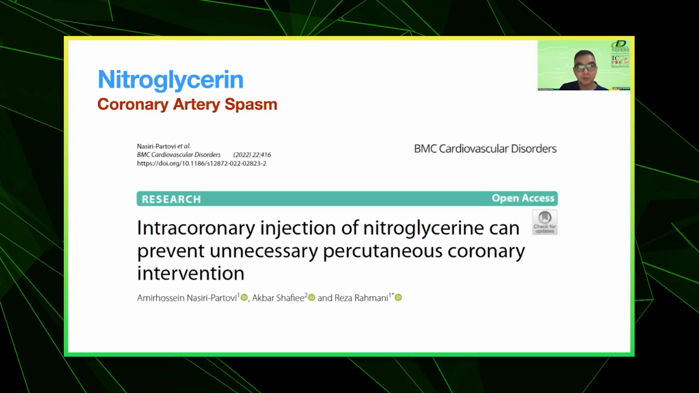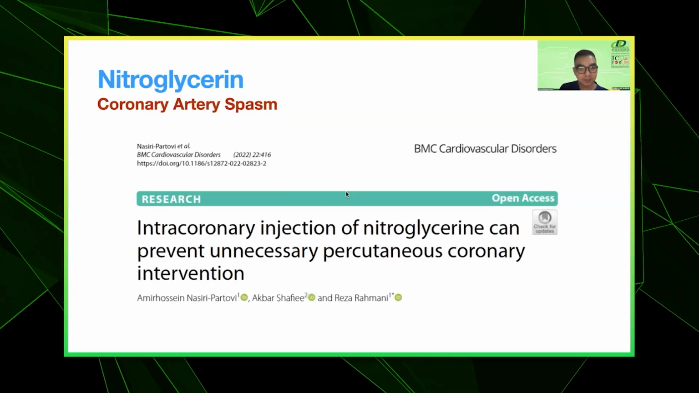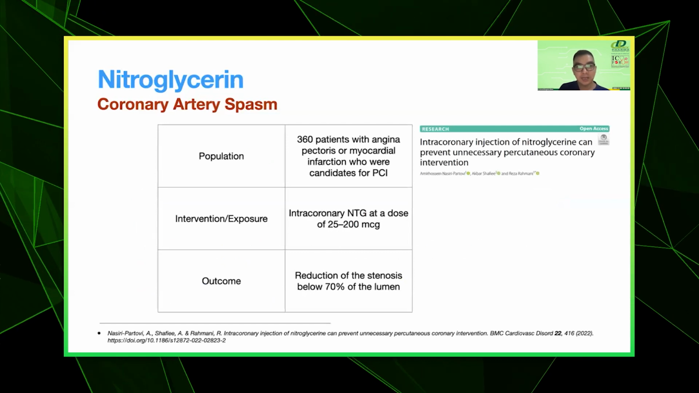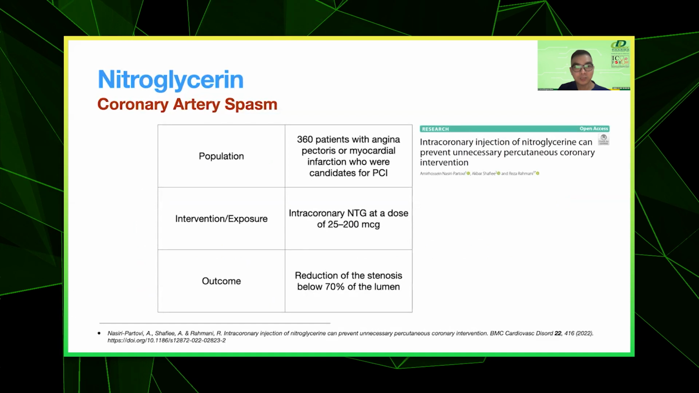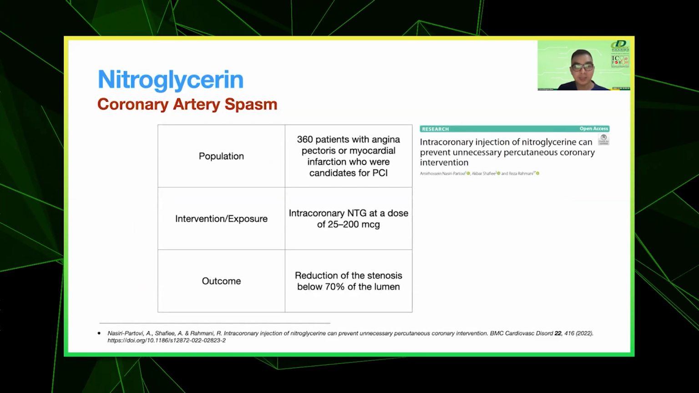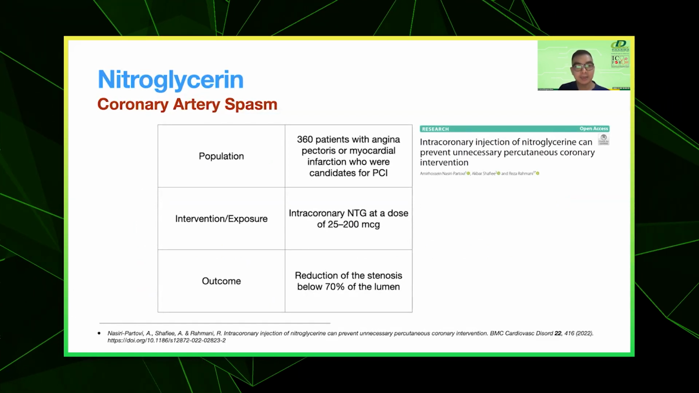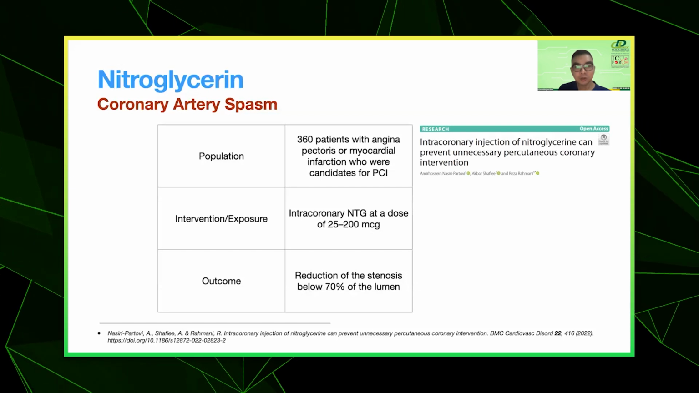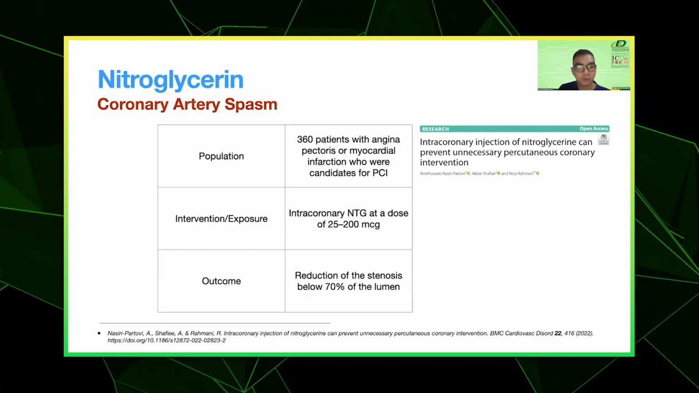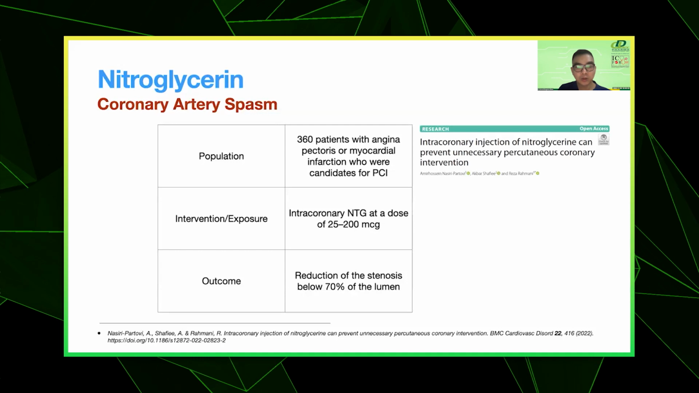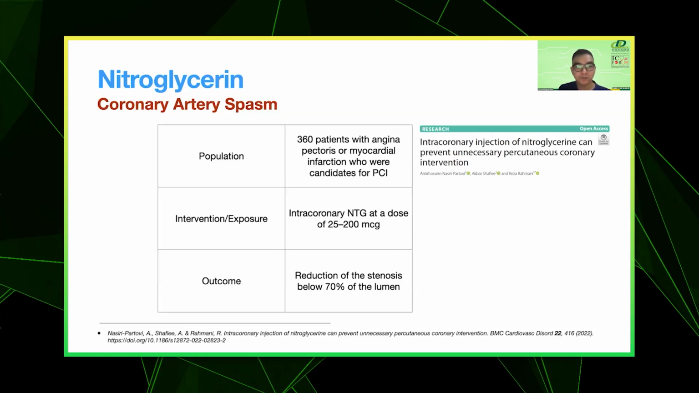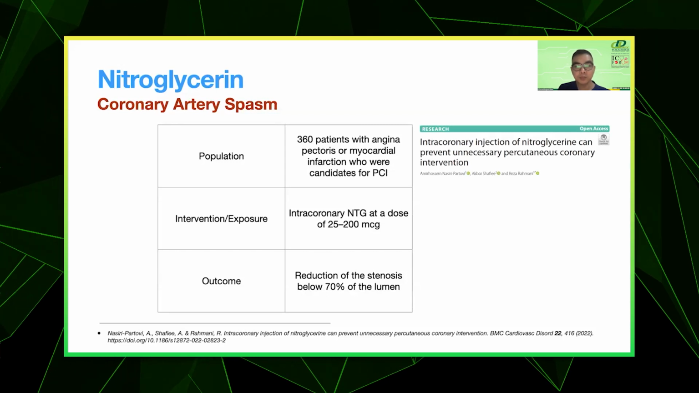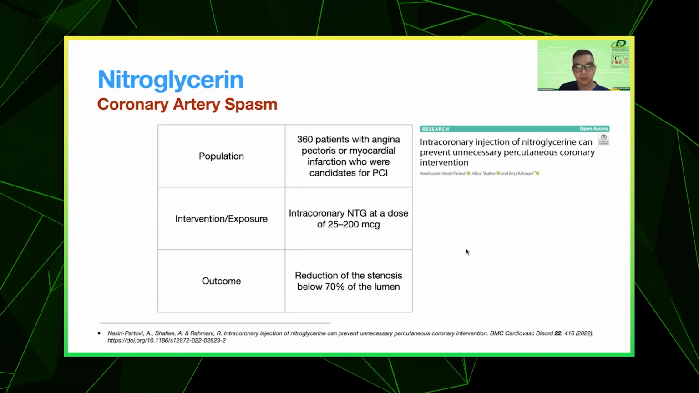So this study by Professor Partovi included 360 patients with angina pectoris or myocardial infarction who were candidates for PCI. And he gave intracoronary NTG at a dose of 25 to 200 micrograms that were administered intracoronary. The outcome is reduction of the stenosis below 70% of the lumen of the coronary artery.